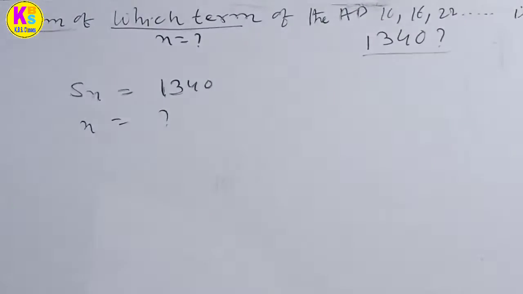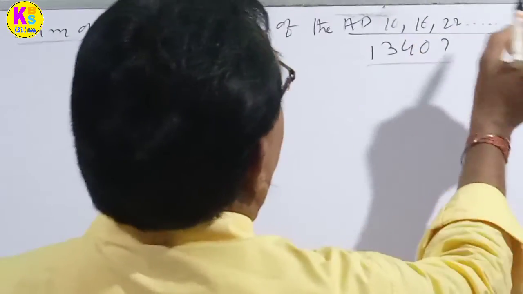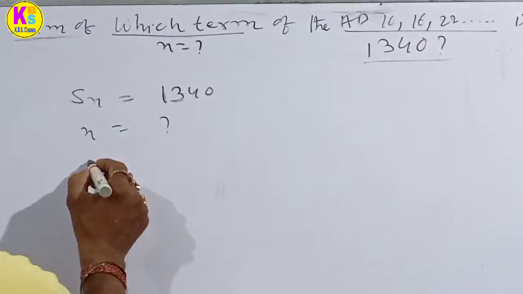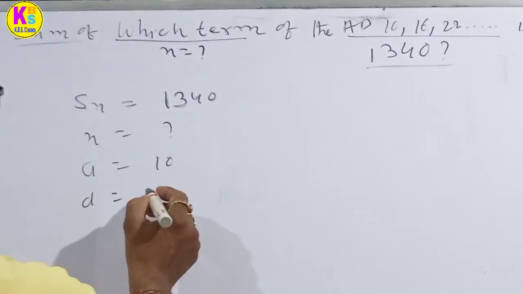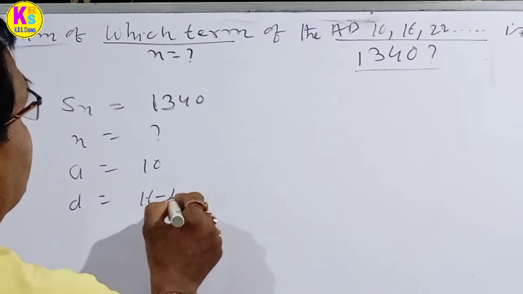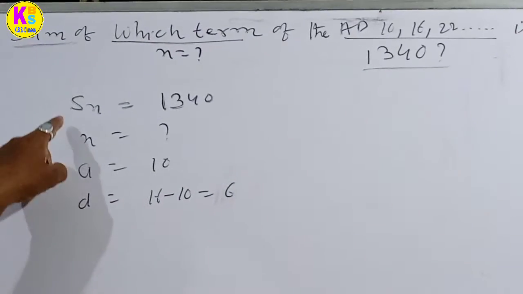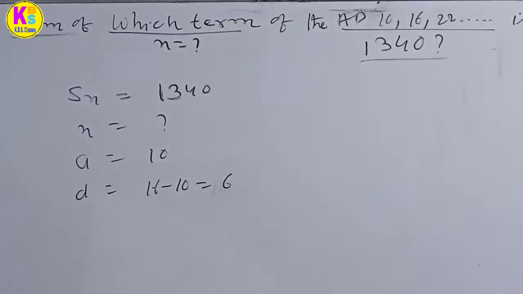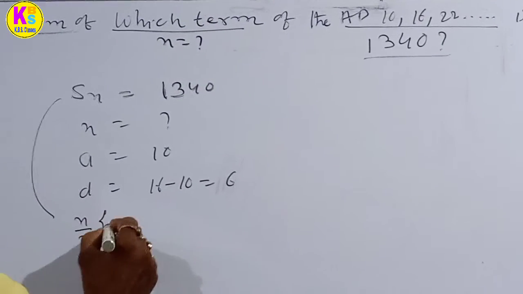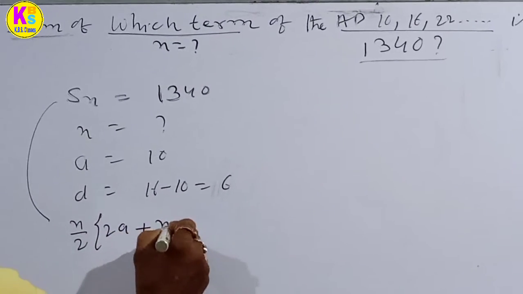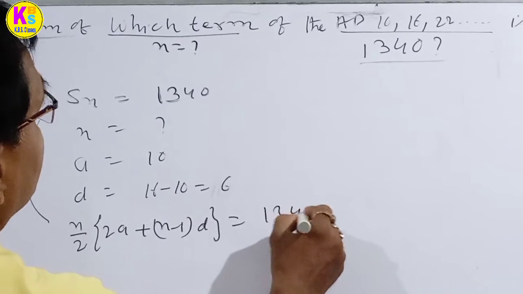Now another type of sum. The AP which is given, in which a is the first term, we know 10, and the common difference we can find out by subtracting two consecutive terms. 16 minus 10 is equal to 6. We have already all the things which we need in the formula. Now use the formula. Sn, what is the formula of Sn? n by 2, 2a plus n minus 1 into d is equal to the given 1340.